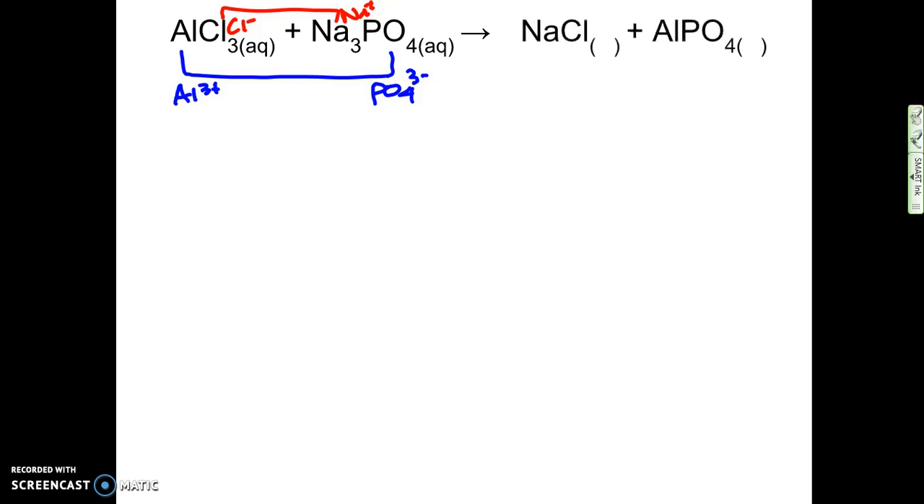Okay? So now what we're going to do is balance this reaction if we need to. And I think we do. As I look here, I see 3 sodiums on the left, but only 1 on the right. I see 3 chlorides on the left, but only 1 on the right. We can solve that pretty easily by putting a 3 in front of the sodium chlorides.